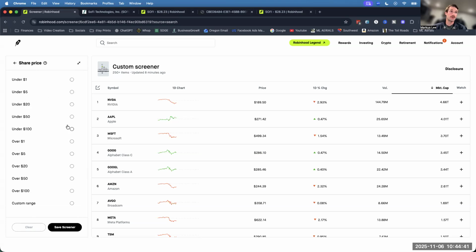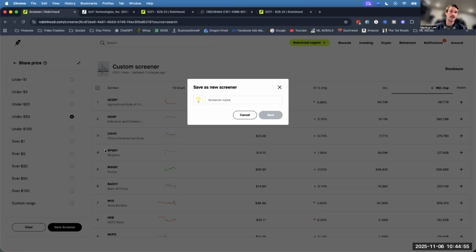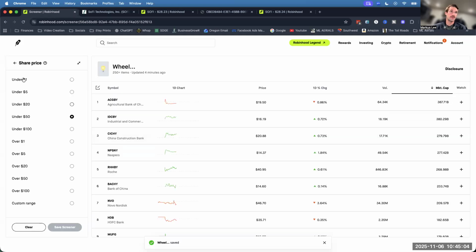So I'll change share price here. Personally, my portfolio is around $50,000 right now. So I like any position under $5,000. In this case, that would be about 10% of my portfolio. So I will choose under $50 here. I'll make sure to save that and I'll name this wheel dot dot dot.